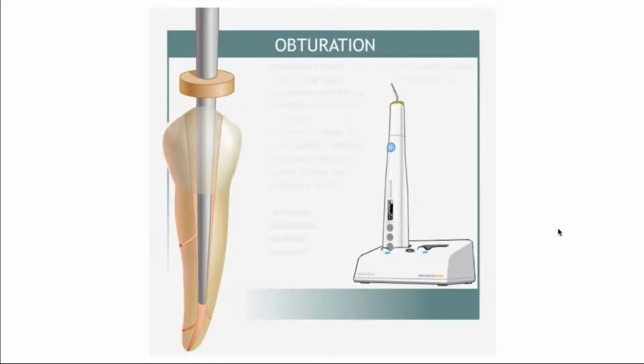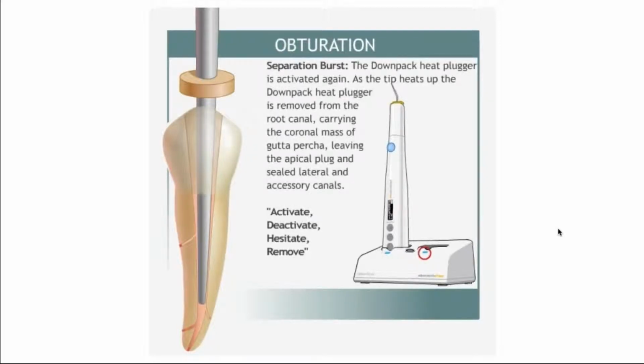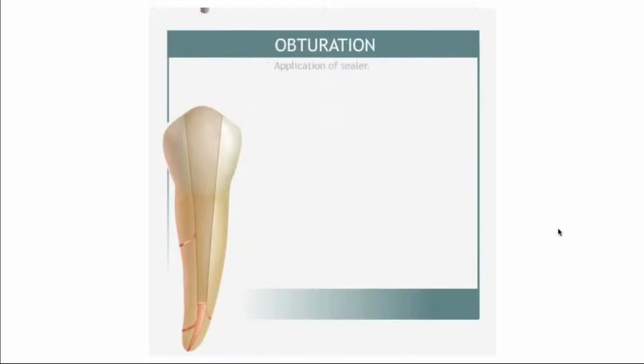Remember, you'll hear a single chirp at 5 seconds and a double chirp at 10 seconds. And then we activate it, deactivate, hesitate, and remove. And with that, we remove the coronal gutta percha. That's canal number 1. You repeat it for canal number 2.